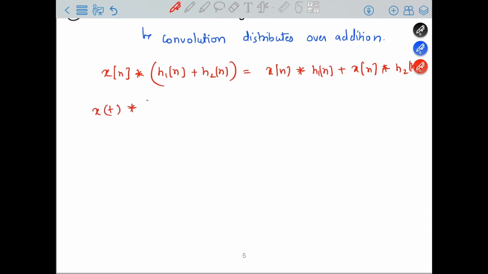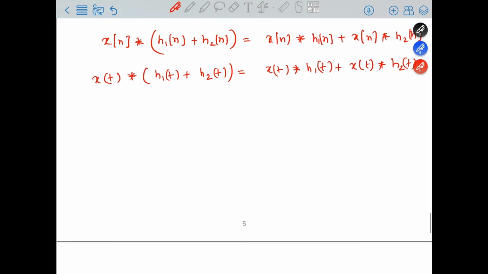Similarly for continuous time, we can write x(t) convolve with h1(t) plus h2(t), which is equivalent to x(t) convolve with h1(t) plus x(t) convolve with h2(t), where h1(t) and h2(t) are the impulse responses of two continuous time systems.